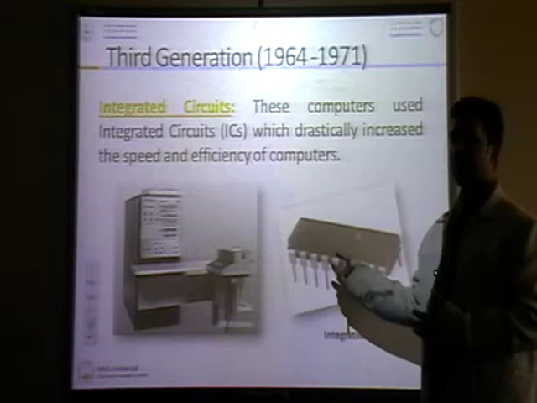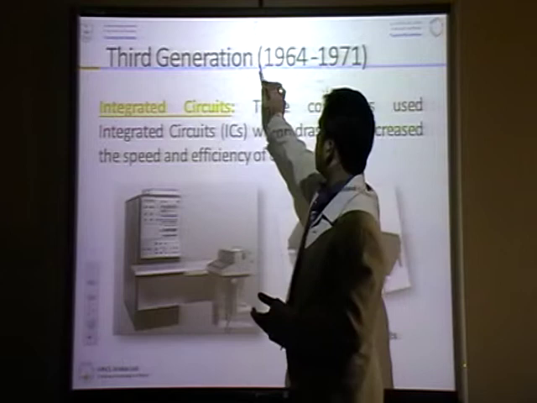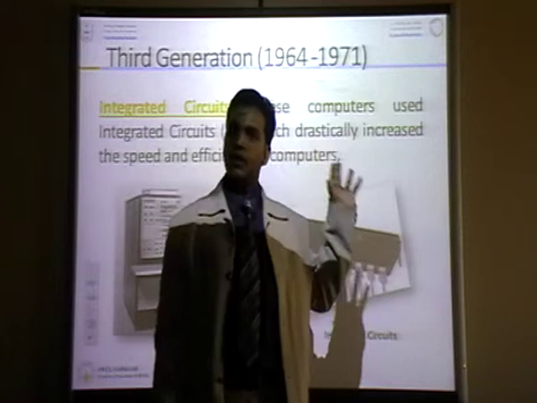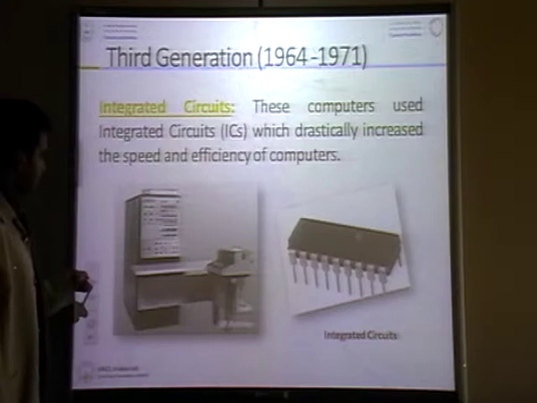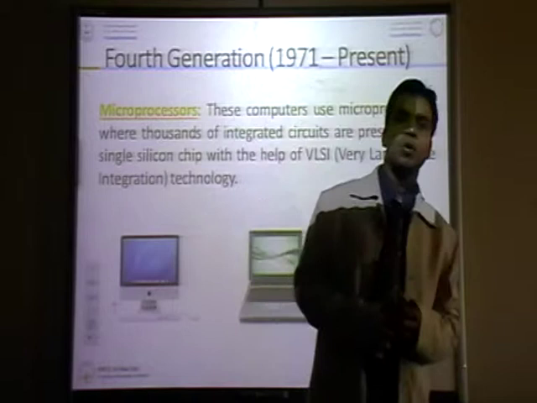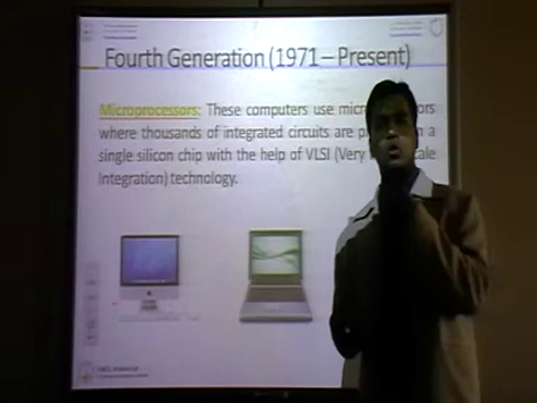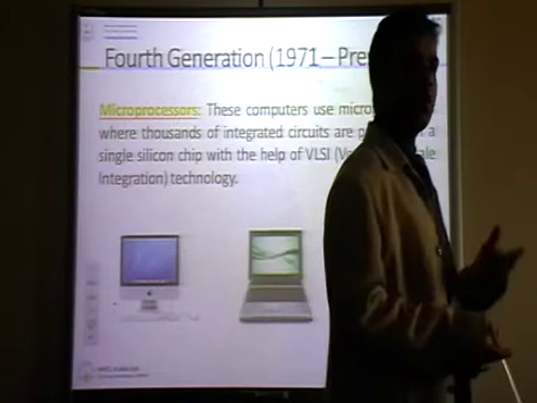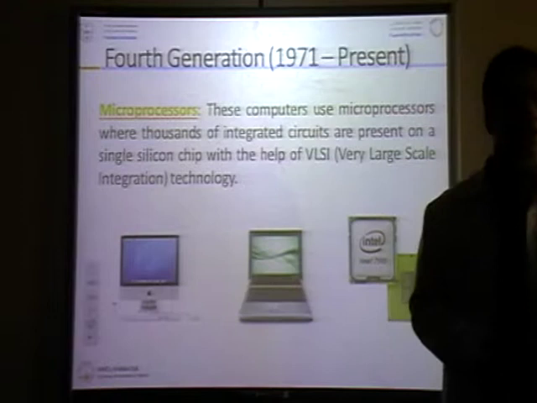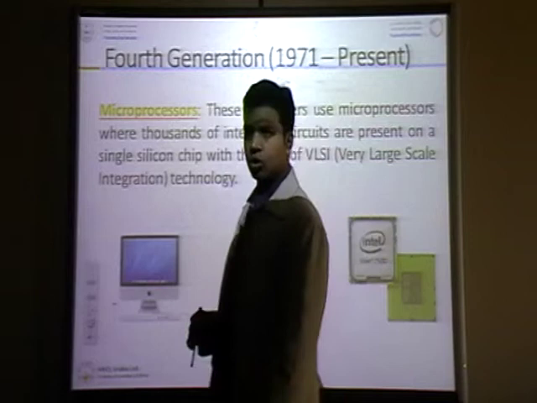It was used from 1964 to 1971. In this year, third generation computer was there. After that came the fourth generation computer. Fourth generation computer uses microprocessor, as you call Core i3, Core 2 Duo, dual core, Core i7, Core i5. We call this the word for microprocessor. So fourth generation computer uses microprocessor.